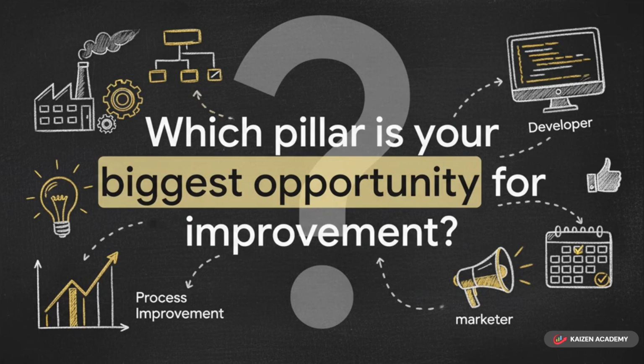And please don't think for a second this is just for factories. This applies to any work you do. So just take a moment and think about your own job. Whether you write code, run marketing campaigns, or manage projects, which of these 4 pillars, material, machine, people, or method, is your single biggest opportunity for a breakthrough right now?